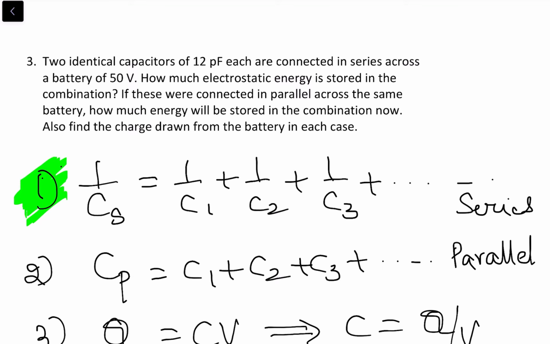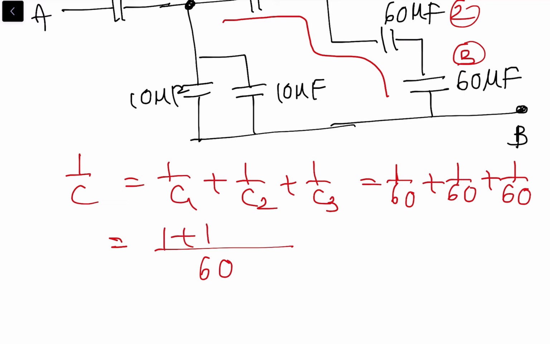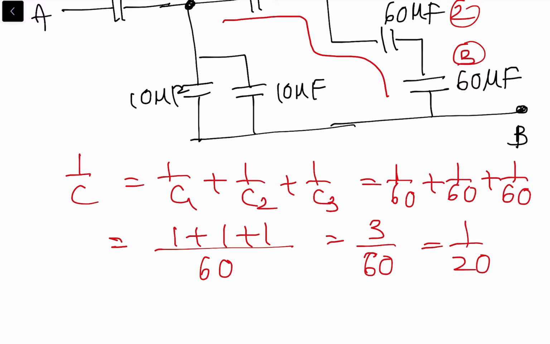Then after that, let's simplify that calculation. You can take LCM as 60. 1 plus 1 plus 1, that is 3 by 60, that is 1 by 20. So the resultant of these three, let us keep one subscript for that. Let us say it is C1. Then C1 is equal to reciprocal of that, which is 20 microfarads.